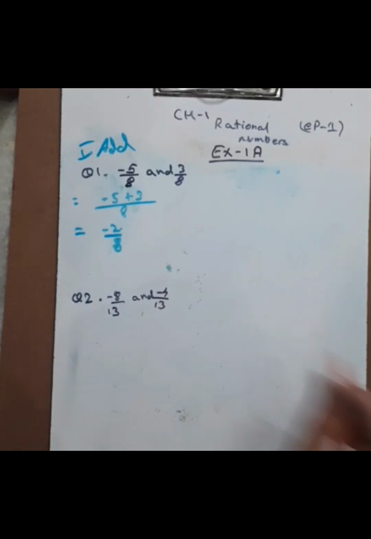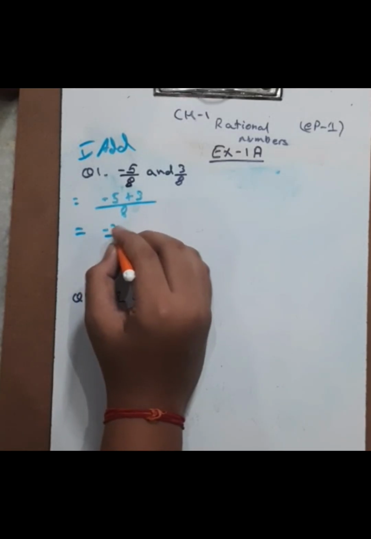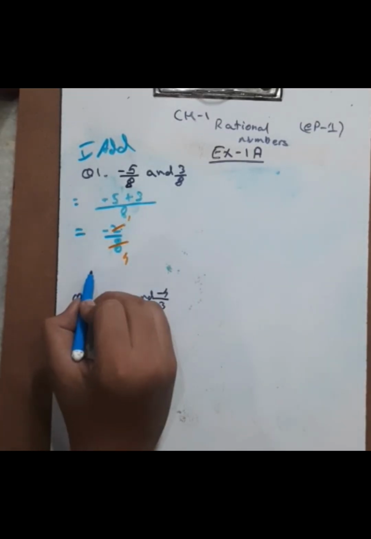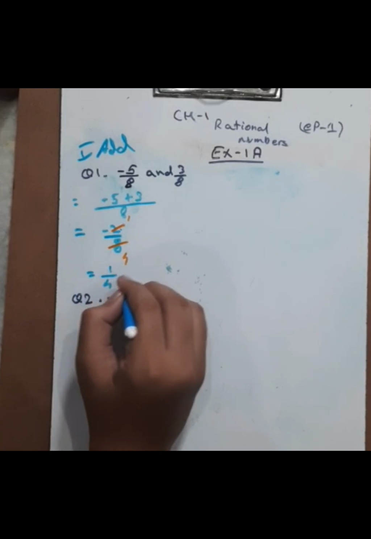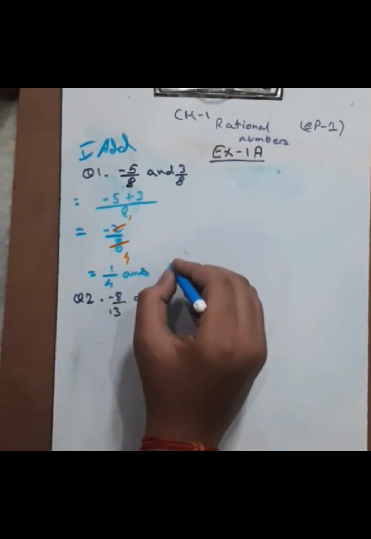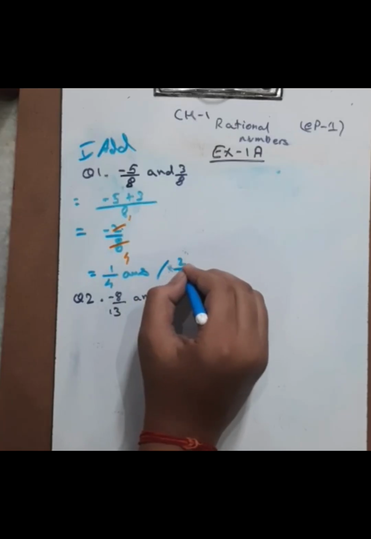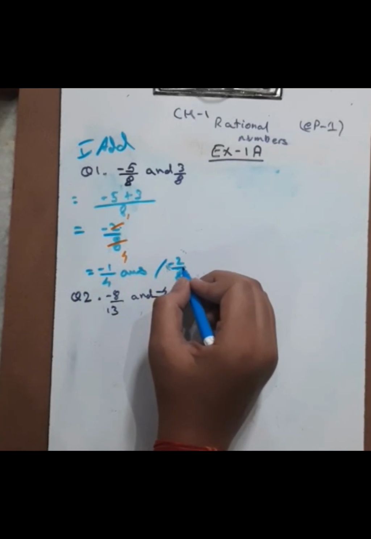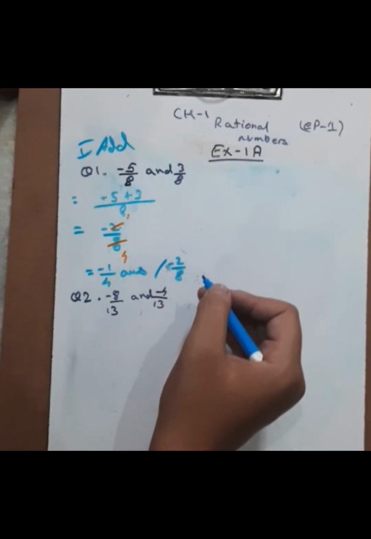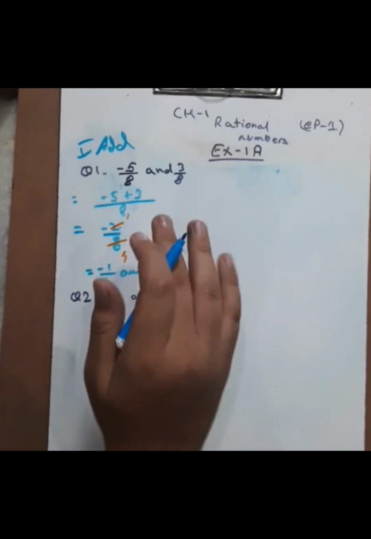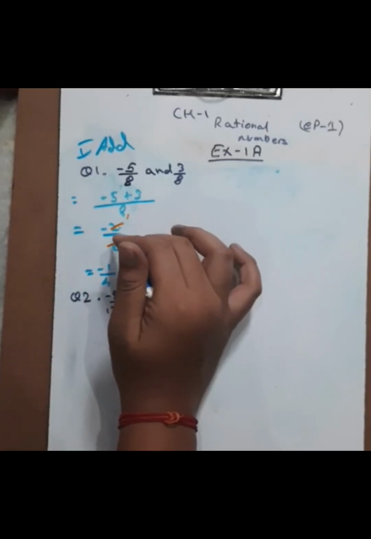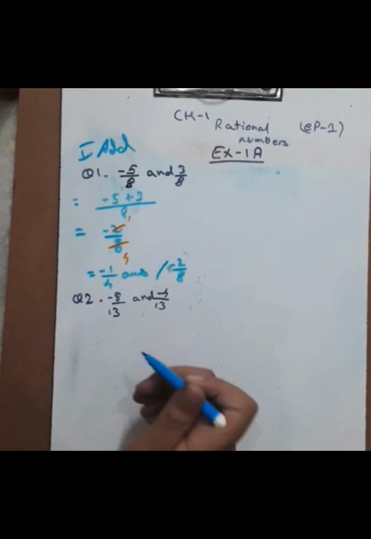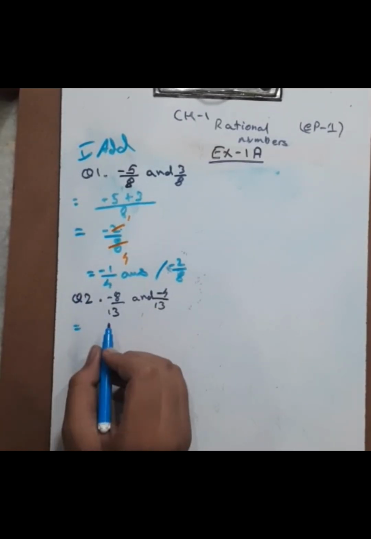So when you simplify it, just cut down by 4. So the answer will be minus 1 by 4. Minus 2 by 8 is also the answer, but you have to simplify it. Now we come to the next question.